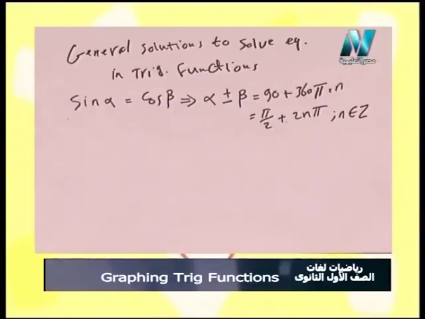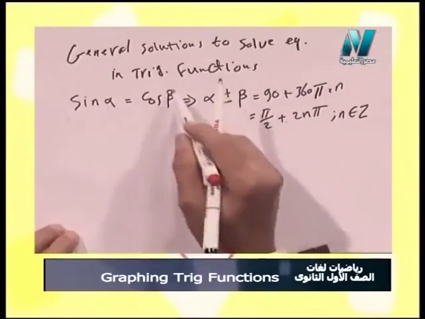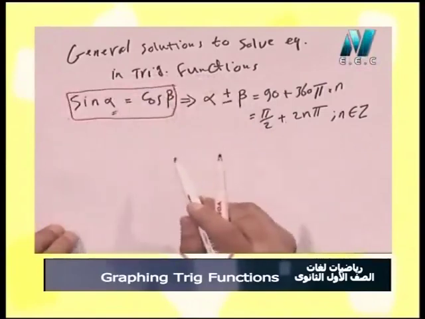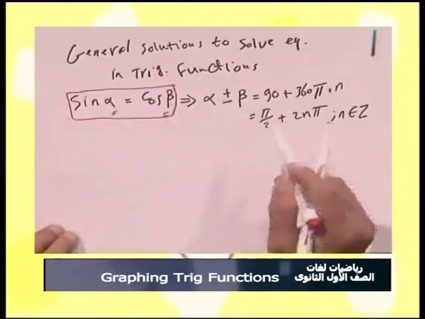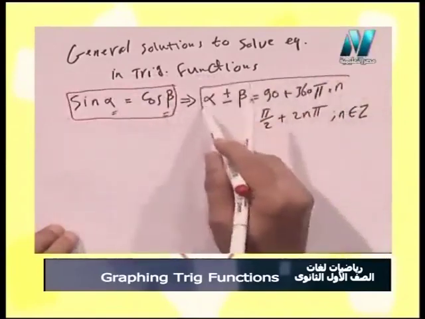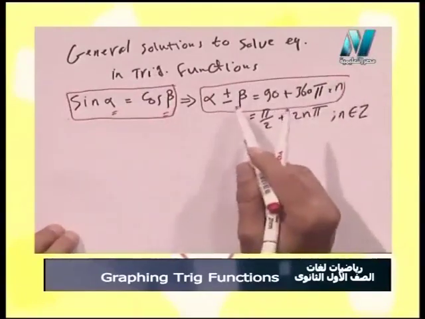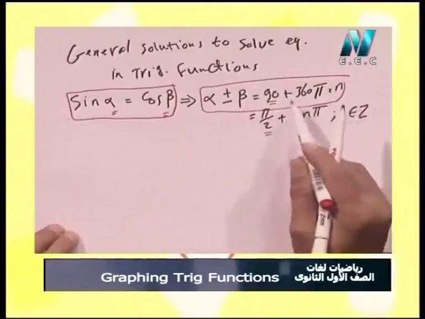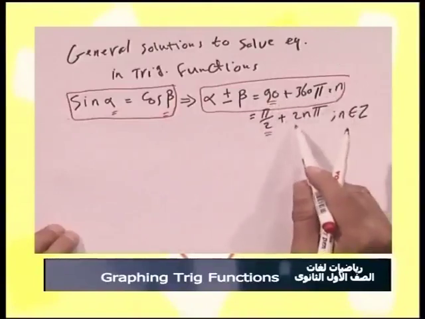So we have this rule: if sine of an angle, we call it alpha, equals cosine beta, then the sum or the difference between the two angles equals 90 or pi over 2 plus 360 n, or 2 n pi.